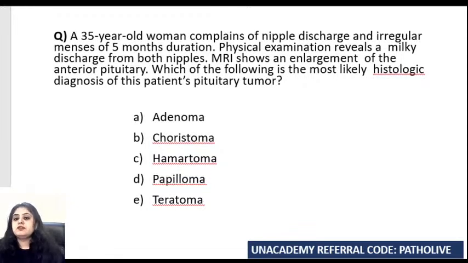A 35-year-old woman complains of nipple discharge and irregular menses of 5 months duration. Physical examination reveals milky discharge from both the nipples, and MRI shows an enlargement of the anterior pituitary. Which of the following is the most likely histological diagnosis?